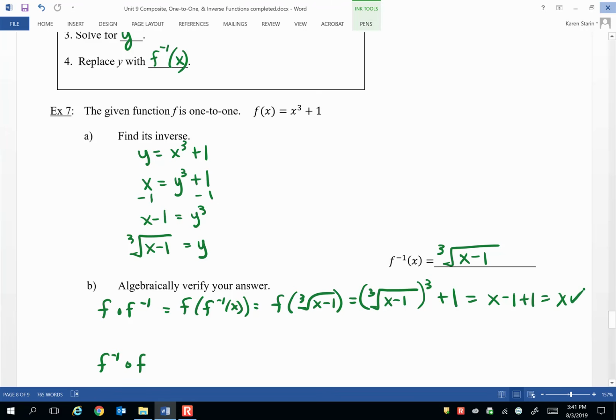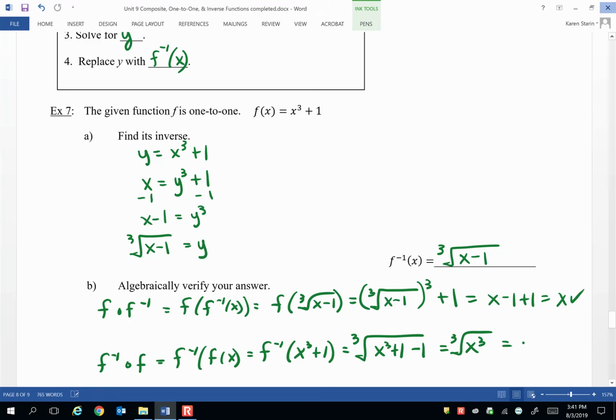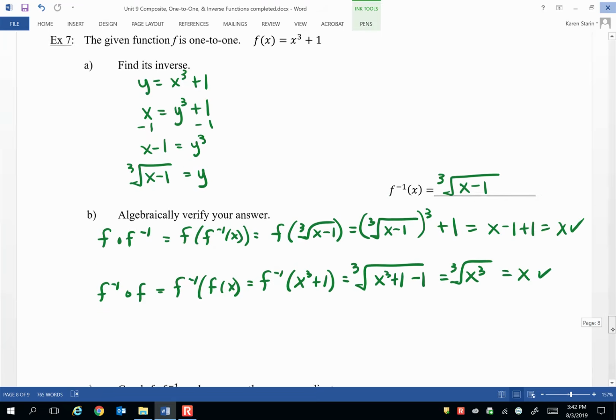Now let's go the opposite direction. F inverse composed with f. So that'll be f inverse of f of x. So that'll be f inverse of x cubed plus 1, which will be the cube root of x cubed plus 1 minus 1. So that'll be the cube root of x cubed, which is x. So we verified algebraically that f and the f inverse we found are in fact inverses of each other.